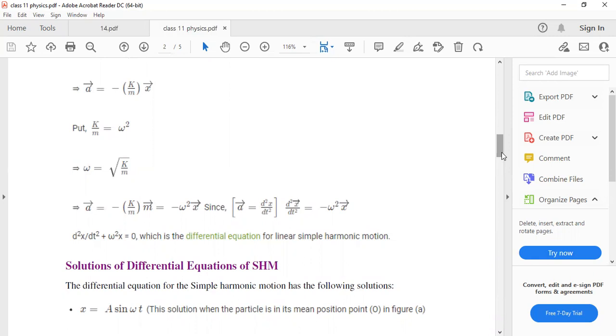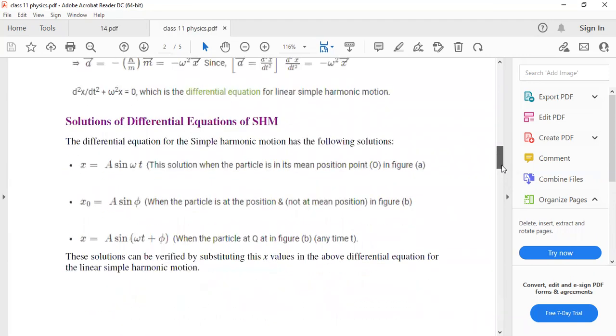So it becomes minus omega square x, or as a vector, equal to d2x upon dt square. So that differential equation becomes d2x upon dt square plus omega square x equal to 0. That is the differential equation for the linear simple harmonic motion. Now let's talk about the solution of the differential equation.